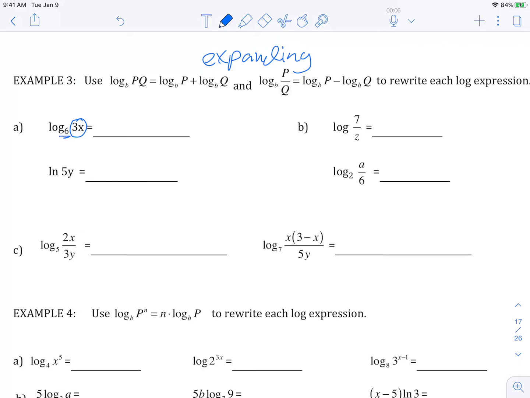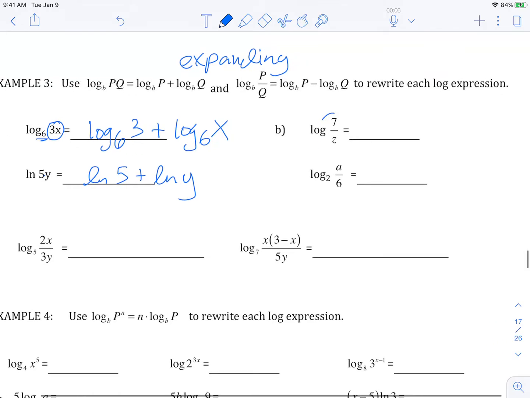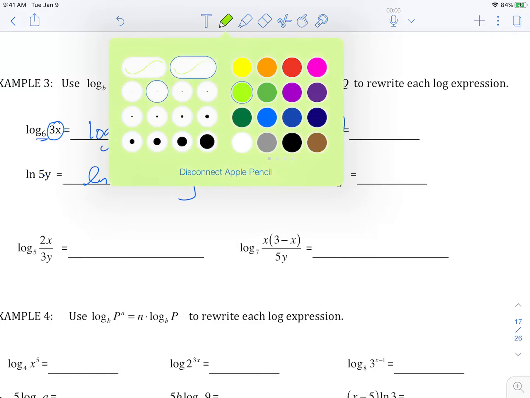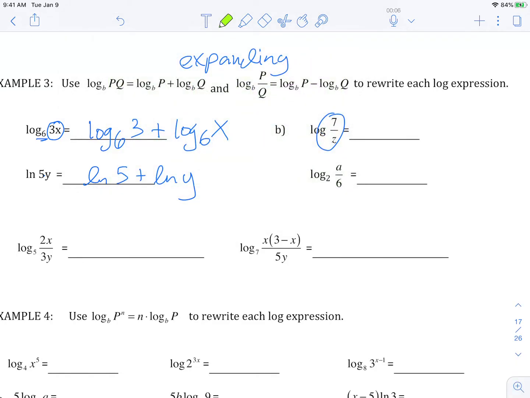And all I'm going to do is rewrite it as two separate logs. So log base 6 of 3 plus log base 6 of x. Again, product, again, expand. Natural log of 5 plus natural log of y. Now notice this division. So we subtract. And again, the big mistake students make sometimes is they write this as log of 7 over z, but that's not what the rule is saying. We actually write it as two separate logarithms.